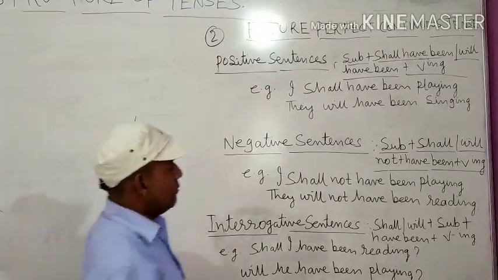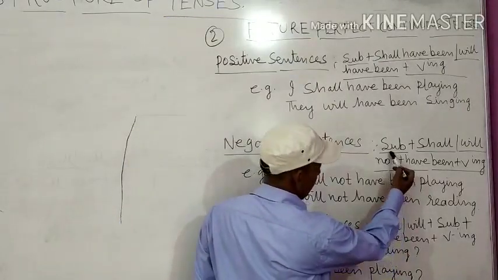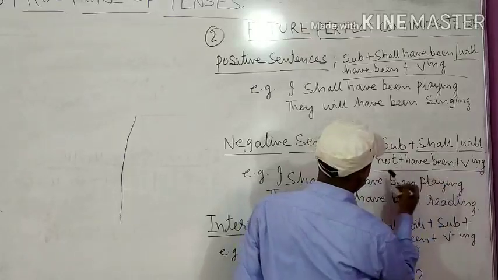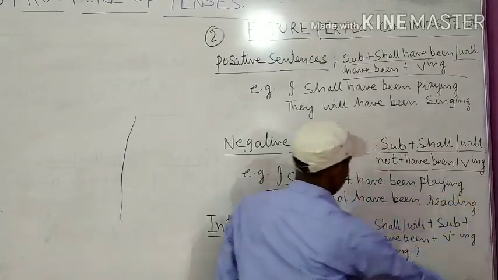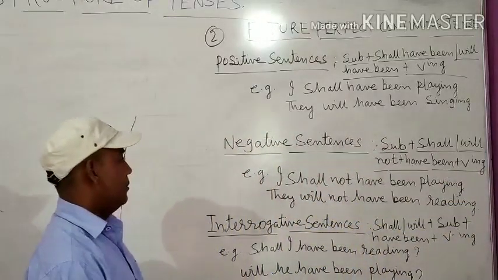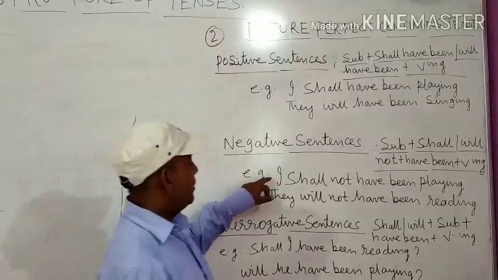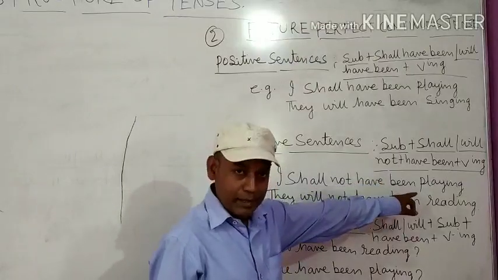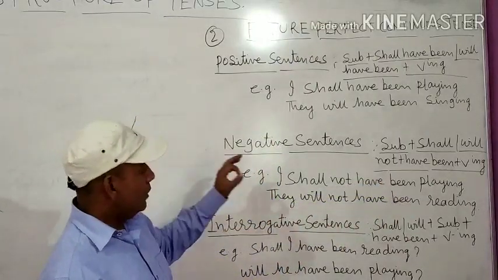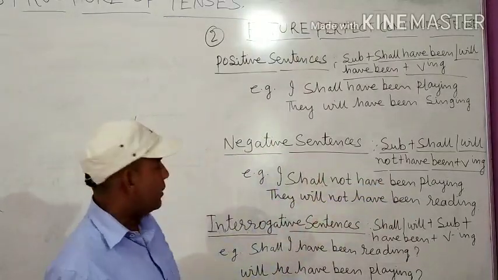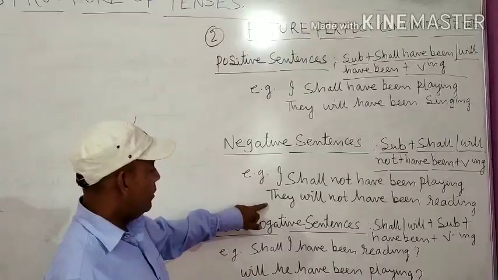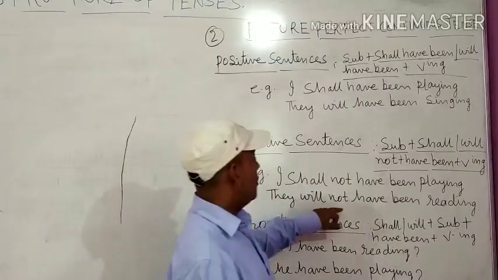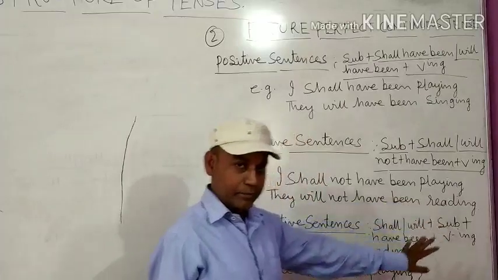For negative sentences, we will just add not. We will take the subject, either shall or will, not have been, and we will take the ing form of the verb. And the example is, if the subject is singular, we will say I shall not have been playing. Here we have to see if we are going according to the structure or not. If the subject is plural, we will say they will not have been reading.